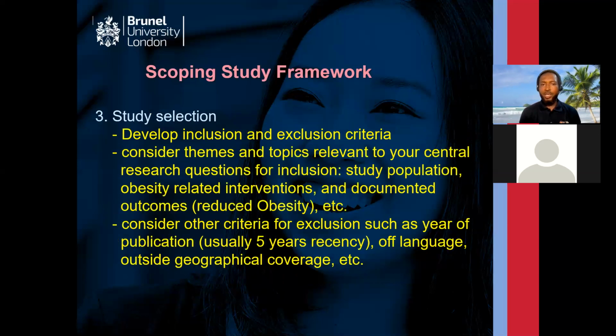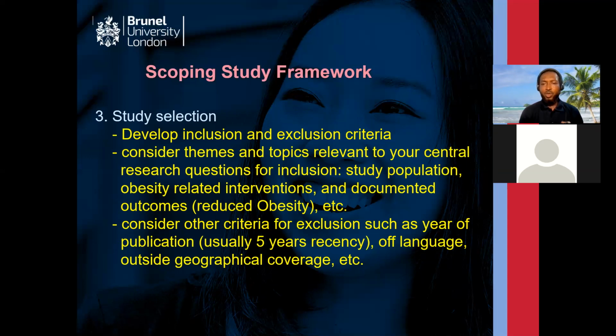Then you now go to the next stage, which is study selection. In your study selection, you develop inclusion and exclusion criteria. This is where you now dive deeper into reviewing the article. So you have your inclusion, you have your exclusion, and for your inclusion criteria, you consider themes and topics that are relevant to your central research questions.